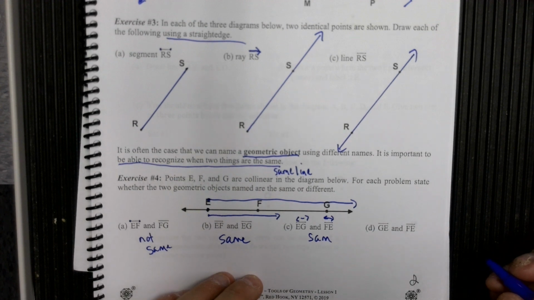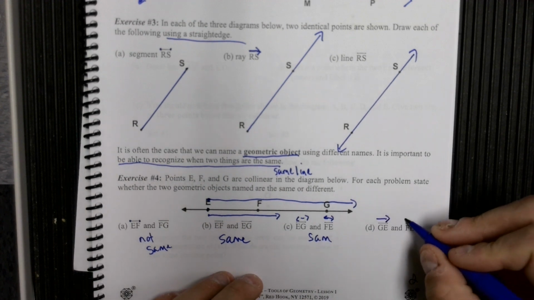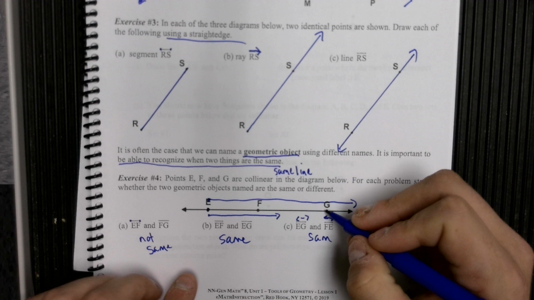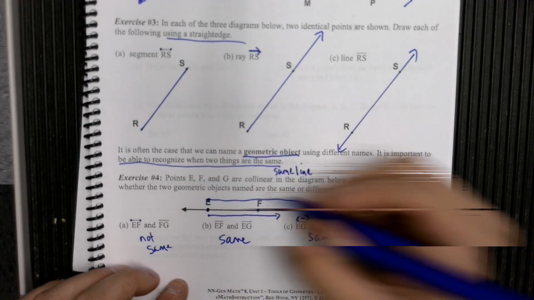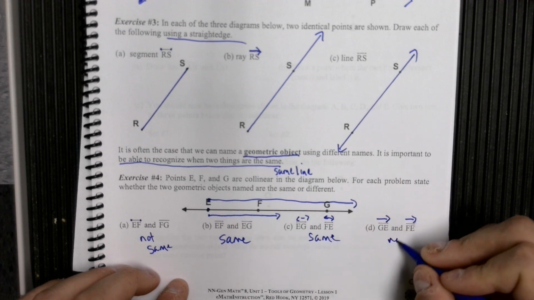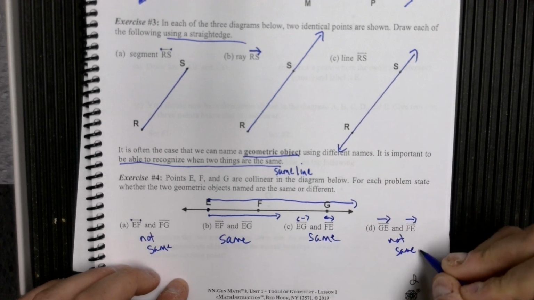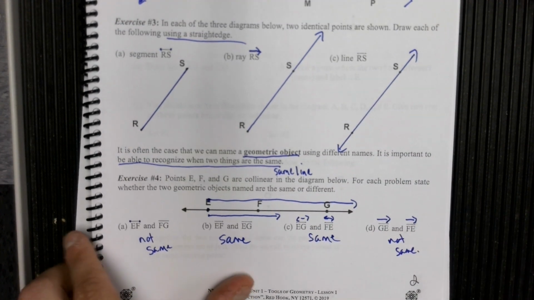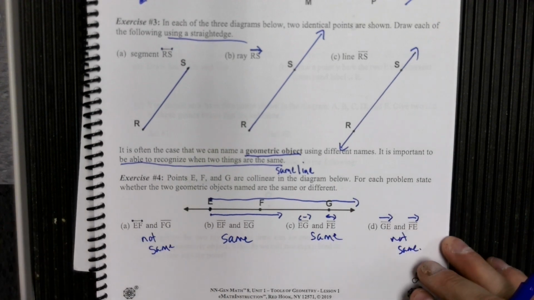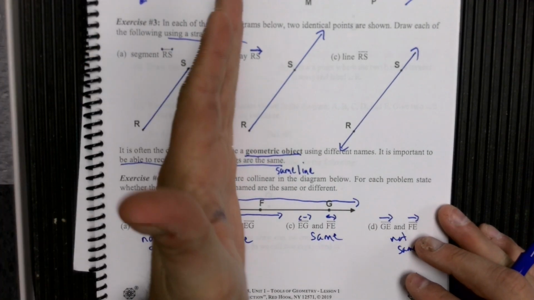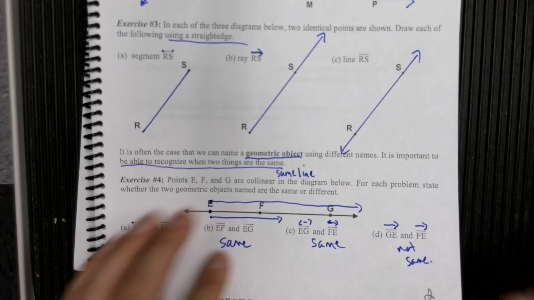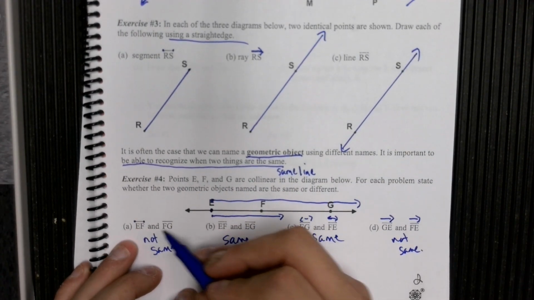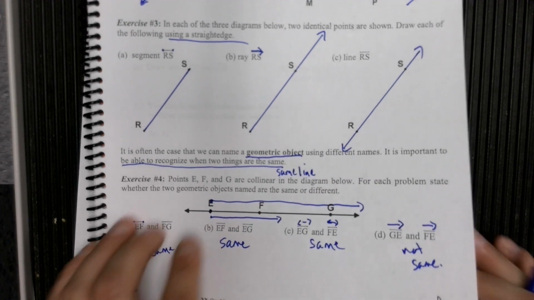Okay, and these look like they're rays. Ray GE versus ray FE. The ray starting at G and going through E, and starting at F and going through E are not the same. All right, and that's really what this first lesson is about. It's just recognizing segments, rays, and lines. And when you're figuring out what's represented, you just follow the letters. It's just like following a map.